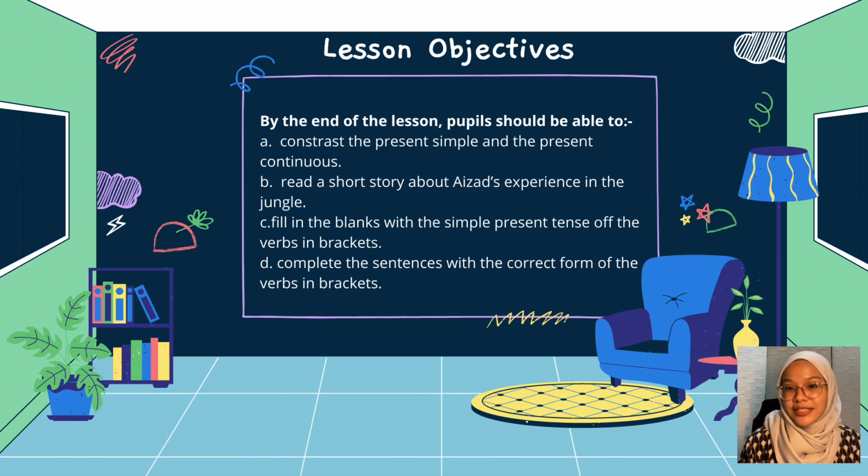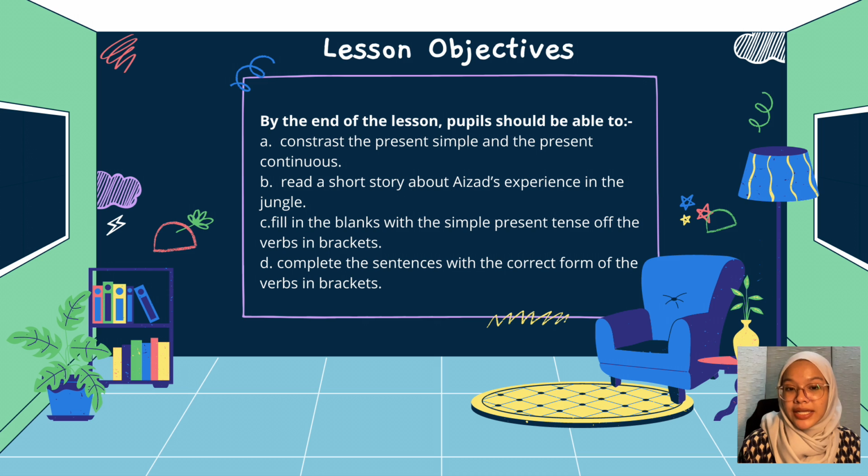Okay, these are the lesson objectives for today's lesson. The first one, students should be able to contrast the present simple and the present continuous. So we'll see if you still remember previous week's lessons. Next, students should be able to read a short story about Aizat's experience in the jungle.